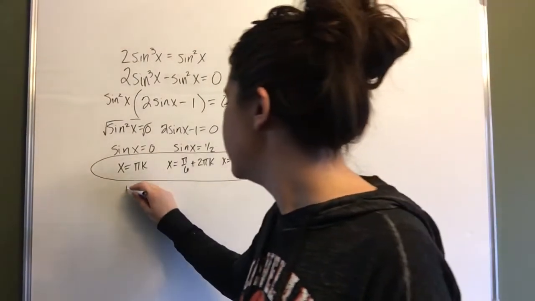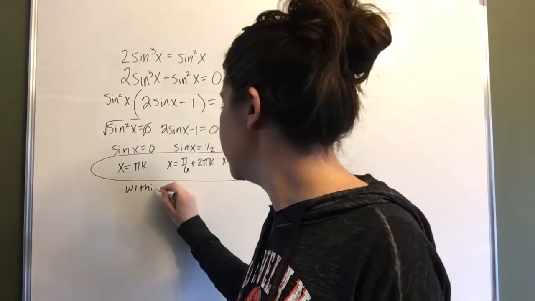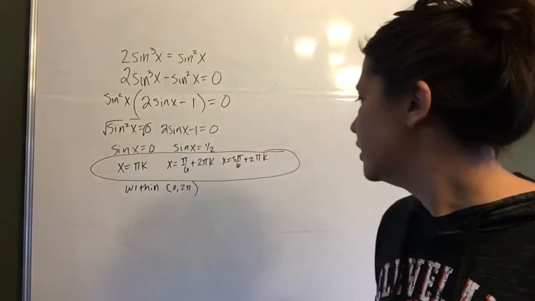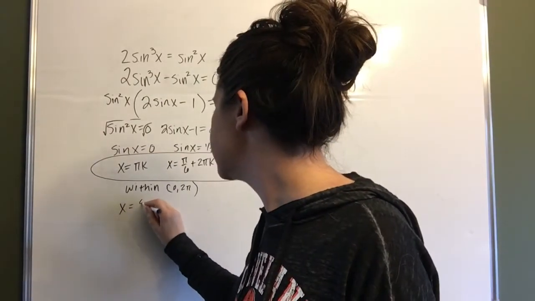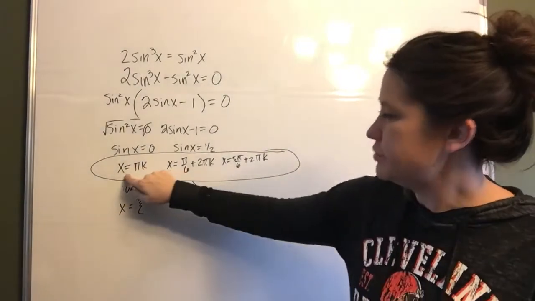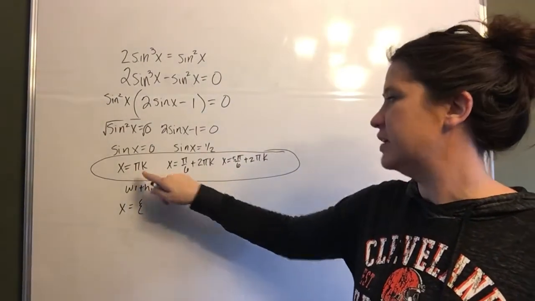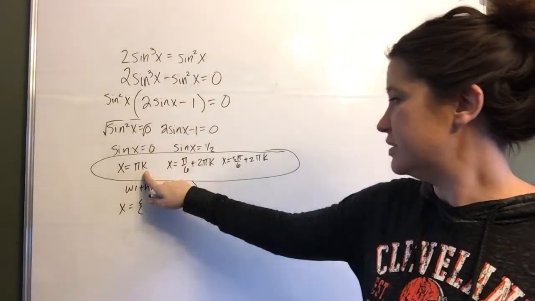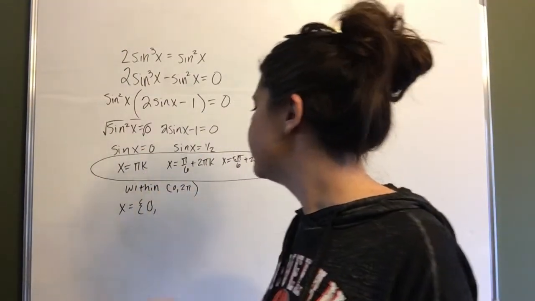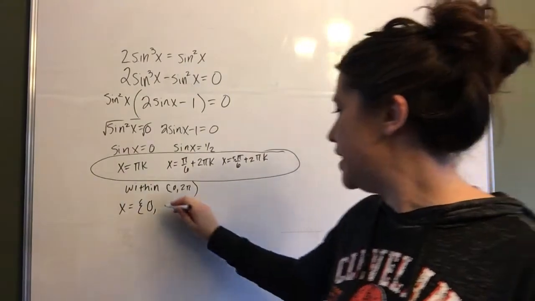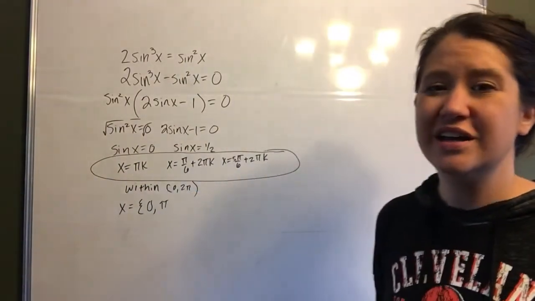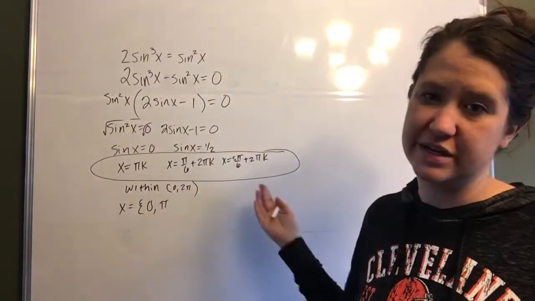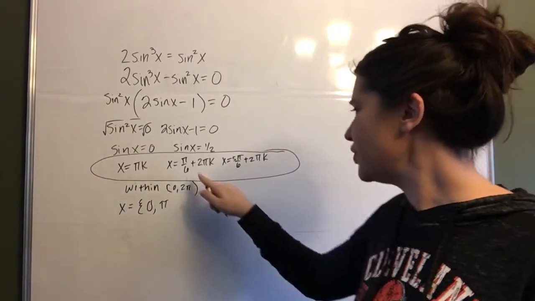Now we want to say, alright, what is the answer within 0 to 2 pi? Start listing these. If we start with our first answer here, x equals pi k, what do you get if you put in 0 for k? You get 0, right? So 0 is our first answer. If we put 1 in for k, we get pi. So pi is also an answer. If we put 2 in for k, we get 2 pi, but we don't want to include 2 pi in this list, okay? So we're done. And we move on to this.